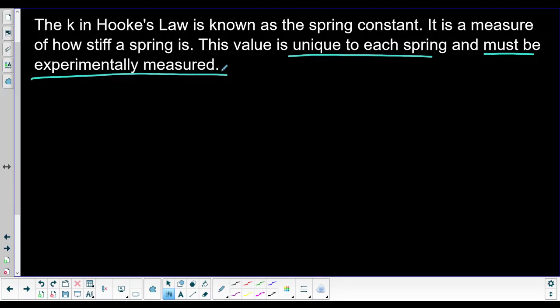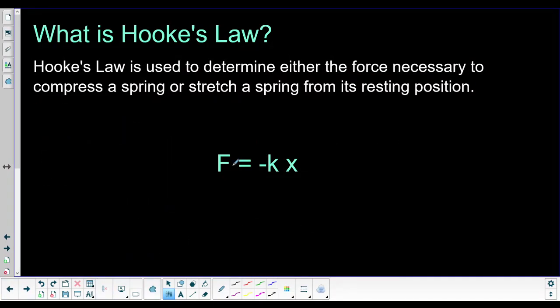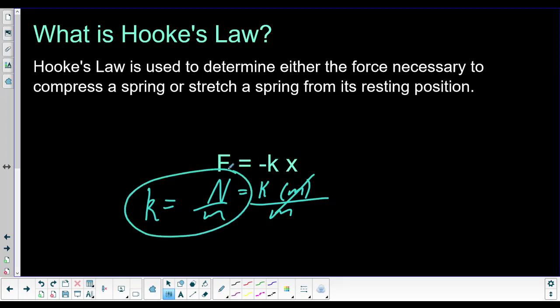Okay. Let's talk a little bit about the units of everything in Hooke's law. So let me clean this up. Force is always measured in newtons. x is a displacement, or how far we're traveling. That will be measured in meters. And then we have k. Let's figure out what the units for k are. If we replace F and x with their units, and then solve for k, that'll tell us the units of k. Divide by meters. So k is going to be measured in newtons per meter.